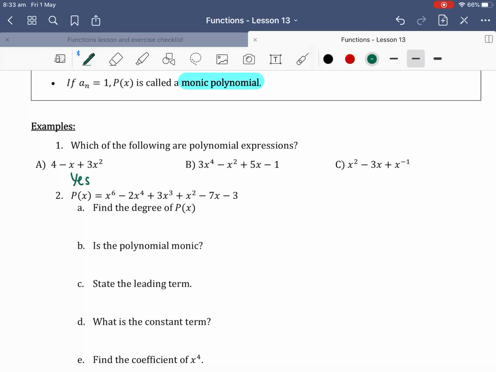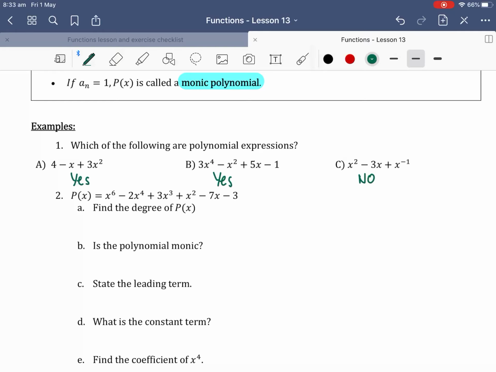B, 3x to the power of 4 minus x squared plus 5x minus 1 is a polynomial, yes, because it fits the brief. However, c, which is x squared minus 3x plus x to the power of negative 1, is not a polynomial, so that's a no. This is because it has a term of x to the power of negative 1 that is not a positive integer power of x. So our powers of x need to be positive.